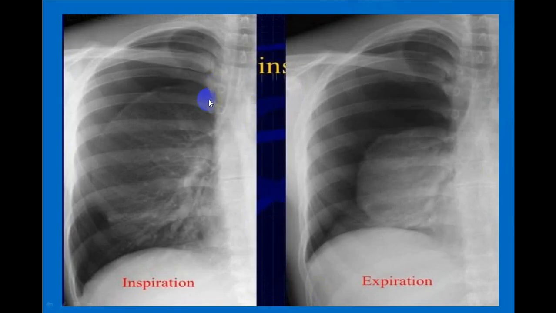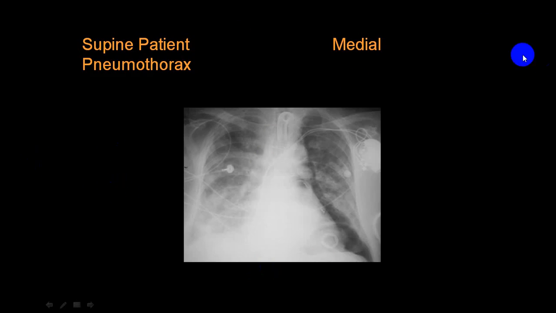This is in inspiration. You can see the lung has expanded partially. You can see a bronchovascular marking, and apart from this line you can't see any vascular markings. So this is a pneumothorax. And during expiration, compare this and this. You can see a vascular marking here, and here there are no vascular markings. So this is during inspiration and during expiration, partial pneumothorax. Again, this is a partial pneumothorax.